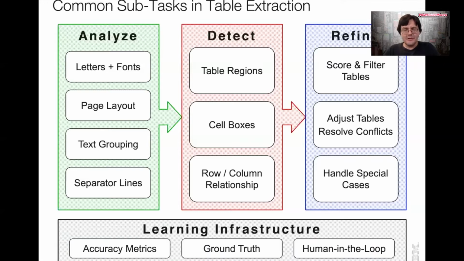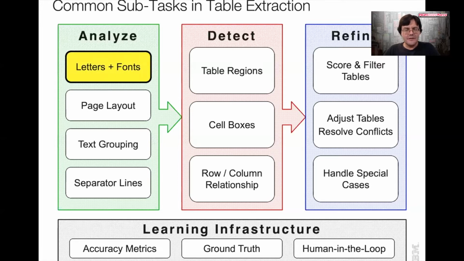If you are using machine learning, then there is a set of subtasks related to learning infrastructure, such as defining accuracy metrics for tables and cells, labeling ground truth tables in the documents, and implementing a user interface for customers to provide feedback, as well as a mechanism to incorporate this feedback to improve accuracy on customer-specific documents.